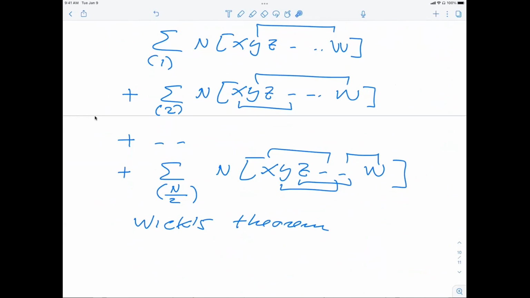And that simplifies life. So when we are calculating expectation values or transition probabilities, we only need to look at the last term and just have the sum of all the possible contractions. And that's the strength. That's going to simplify the way we calculate things.